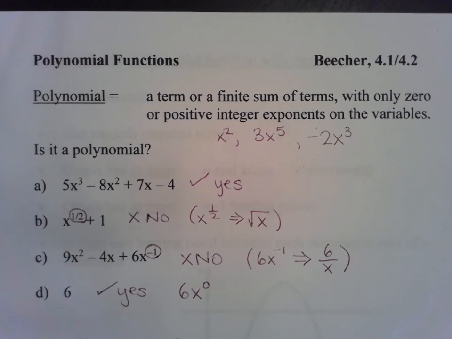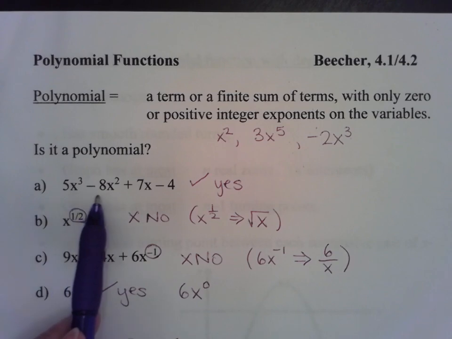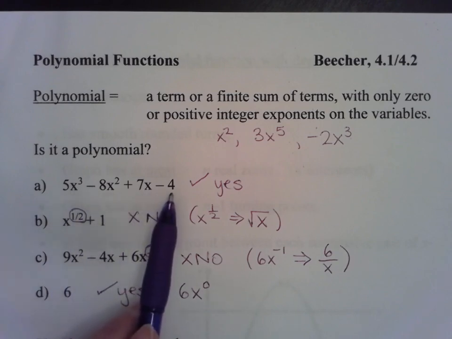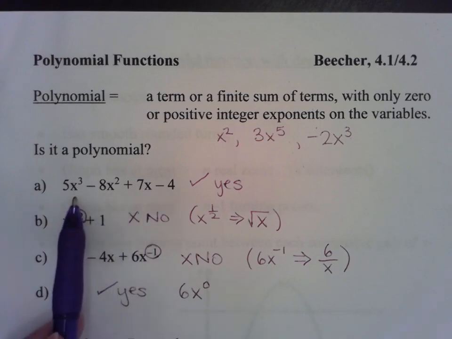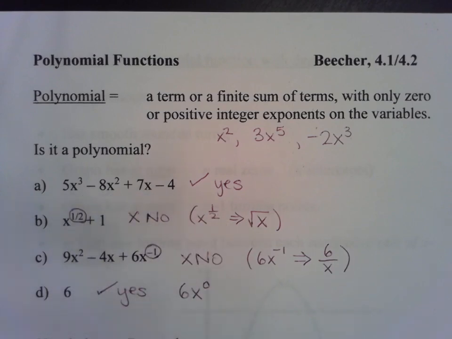Okay, so that's the definition. So you have an idea of what we're working with. Most of the things that we're going to be working with have one variable, like the choice in part A here. And we're going to write it in descending order from highest power of x down to lowest. So that's sort of what we'll be working with in this chapter.